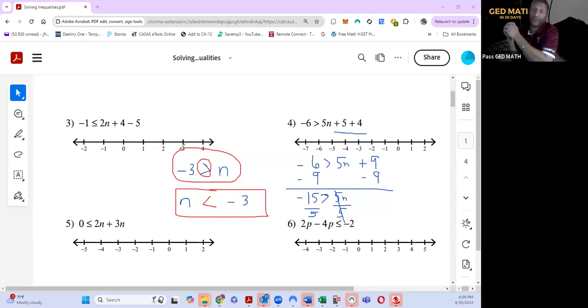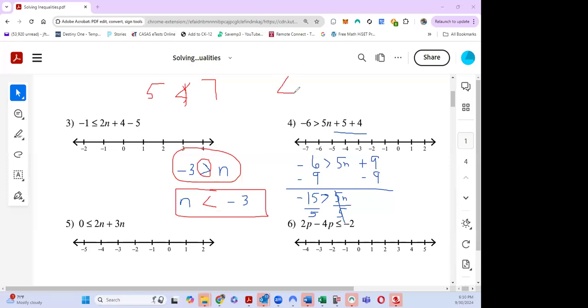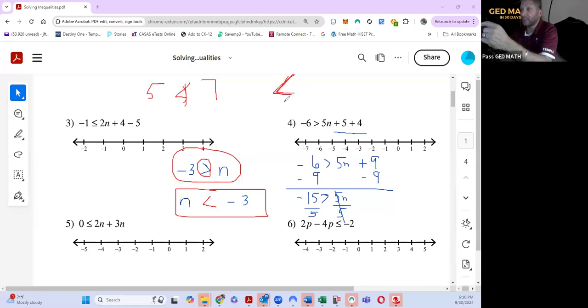So for example, if we got 5 is less than 7, one way you can think about it is that this is a fish. Fish always eat the biggest number. But you can't tell that with a variable because you don't know what the variable is. It's an unknown. Okay, so that makes sense. This way is less than, and this way is greater than.